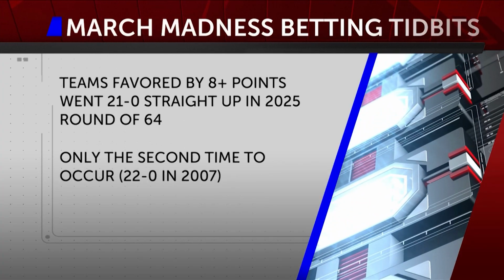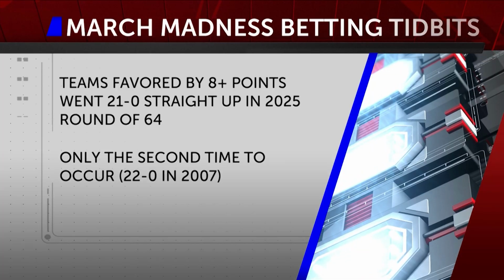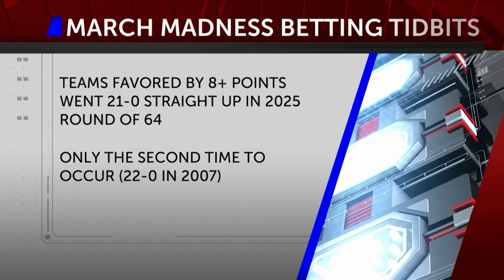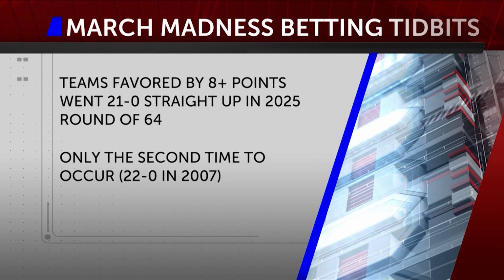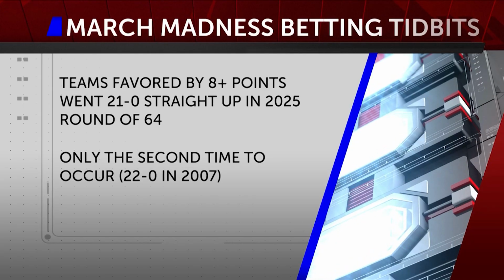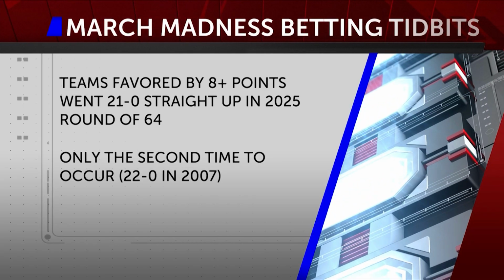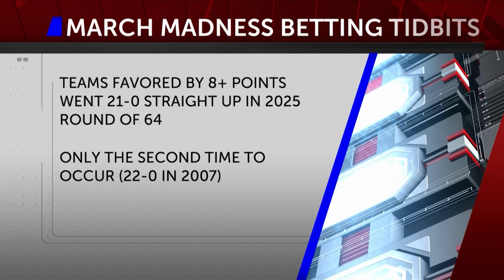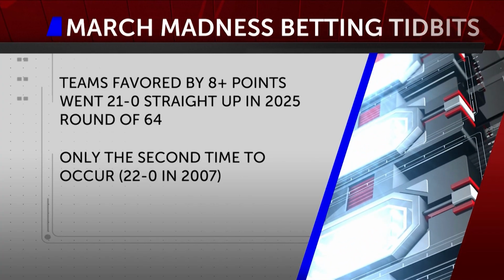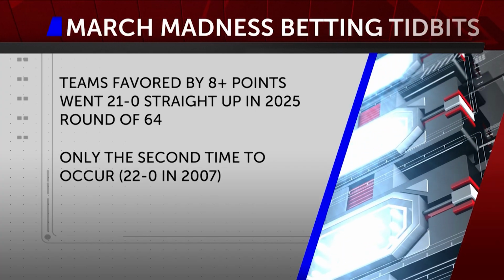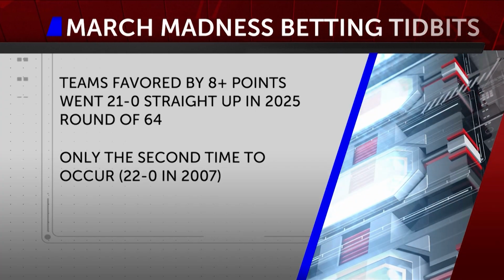Along those same lines, we mentioned how the top teams are becoming more talent loaded over the last few years. So let's take last season's tournament, for example. Favorites of 8 or more points went a perfect 21-0 straight up in the 2025 NCAA tournament. Sometimes there are anomalies sprinkled in there, like the 2007 season, in which teams favored by 8 or more went 22-0 in the first round. But nonetheless, this trend points to the shifting landscape of college basketball, one that might be the end for crazy Cinderella runs in March, but you never know.